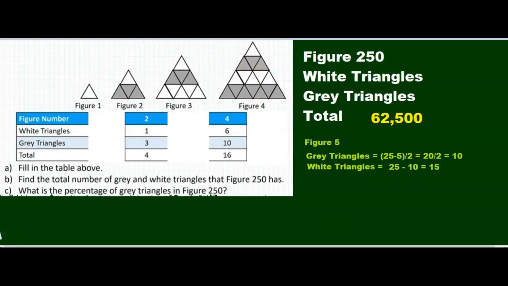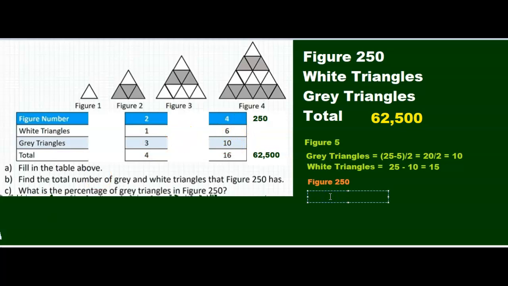Now let's go back to part C. What percentage of gray triangles are in figure 250? So 250 is an even number, so I've removed our odd columns and left my figure 2 and figure 4 to compare. So I'm just going to add another column here. So figure 250, and we found that the total number of triangles for figure 250 is 62,500. We need to figure out how many gray triangles and how many white triangles we have. Now, if you notice in the even figures, we have more gray triangles than white triangles.